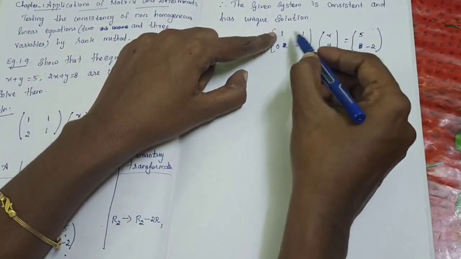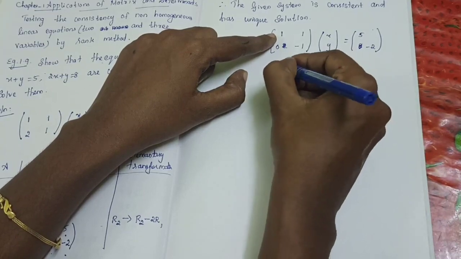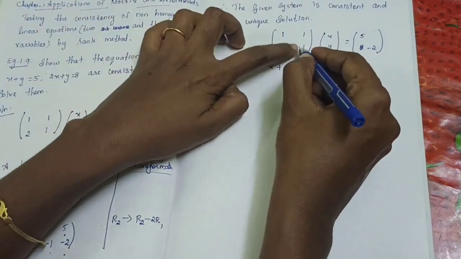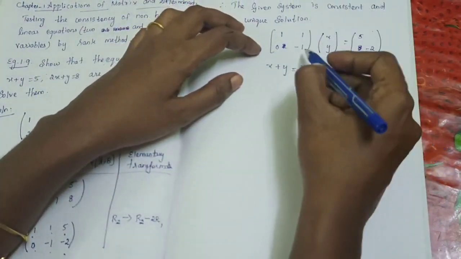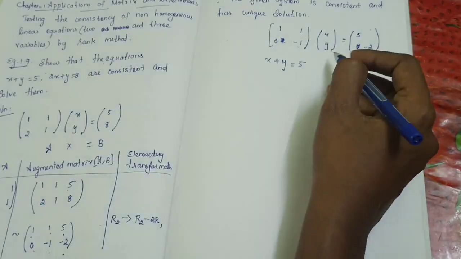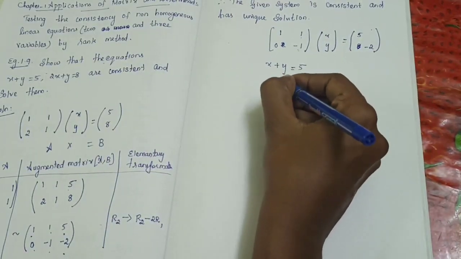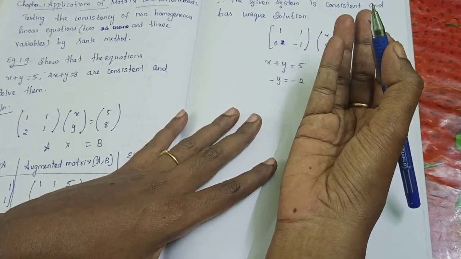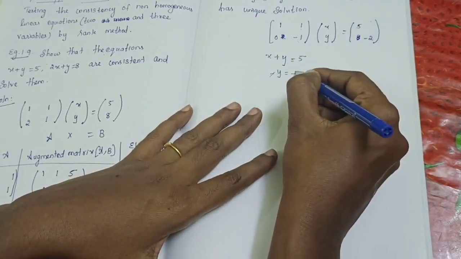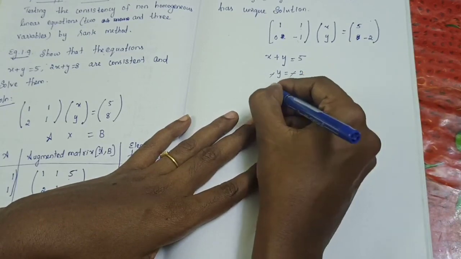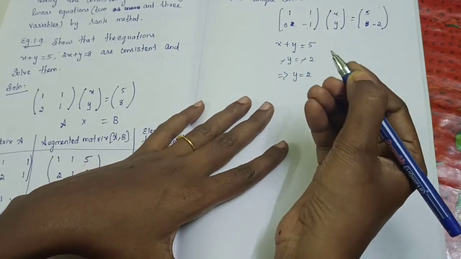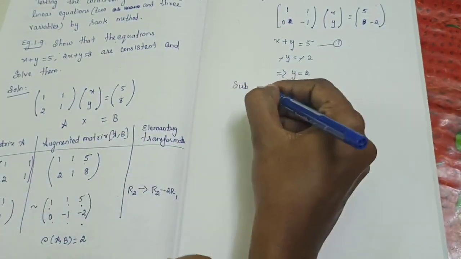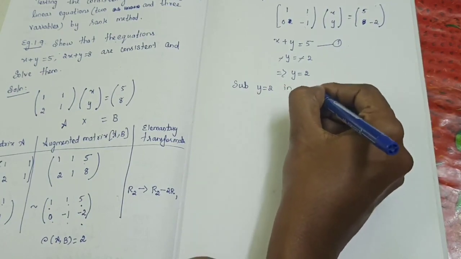Now how will you write this? 1 into x, so x plus 1 into y, plus y, is equal to 5. Then next, here it is 0, so 0 into x is 0. Minus 1 into y, minus y, is equal to minus 2. So now directly we got the answer for y. Minus y equals minus 2, so minus and minus cancel, so y is equal to 2. Let us take this as equation number 1. Now what will you do? Substitute y equal to 2 in equation 1.